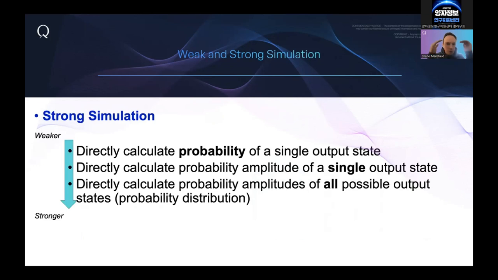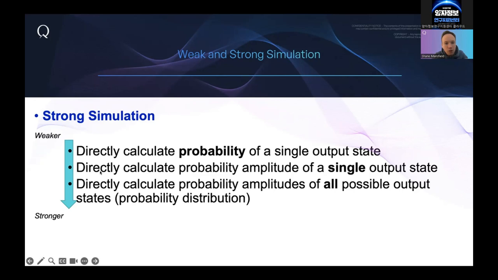As I was saying, we have these different levels of simulation. Now we come around to strong simulation, which can mean a few different things. We're going beyond sampling now. We want actual probabilities. The weakest thing we could ask is to directly calculate the probability of a given output state. Let's say I know that my input state is 1, 0, and I want to calculate the probability at the output of 1, 0 again, or something else, 0, 1 if you like, but just give me the probability of one given output state.